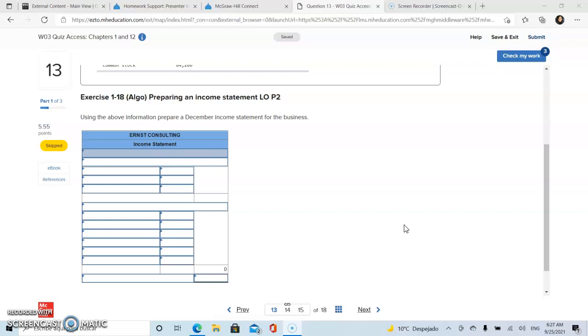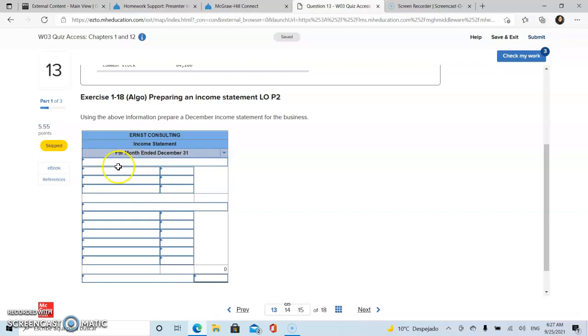So we're going to go ahead and start with problem 13. On this problem, we are required to do an income statement for the business. An income statement is a financial statement that shows the company income and expenditures. It also shows whether a company is making a profit or loss for a given period. The name of the financial statement is listed after the name of the company. We're going to say that this statement is for the month ending, in this case, December 31st.